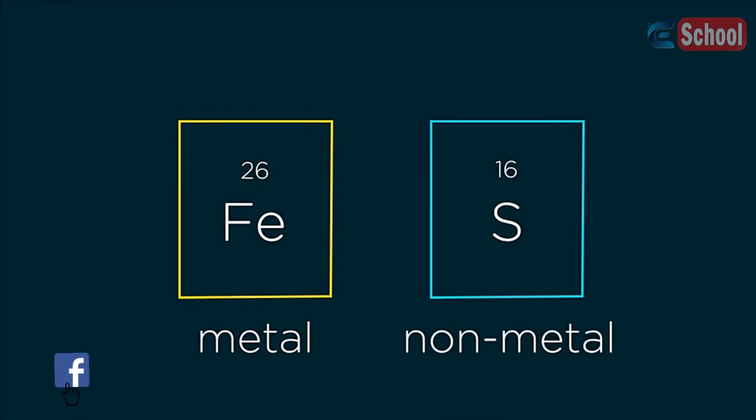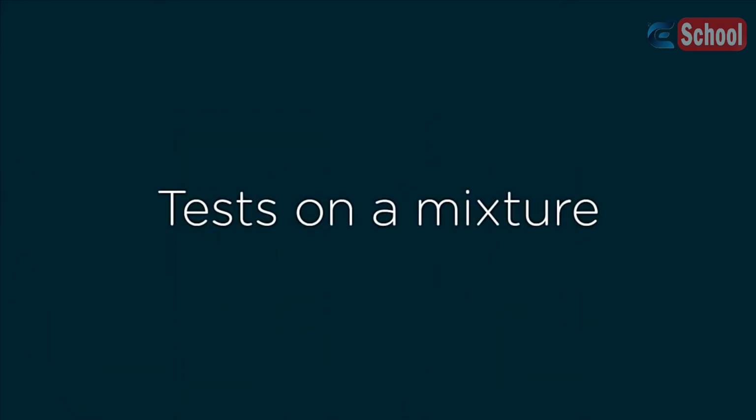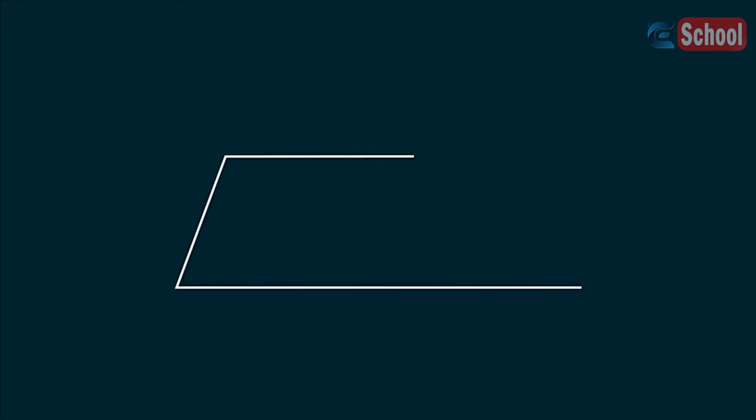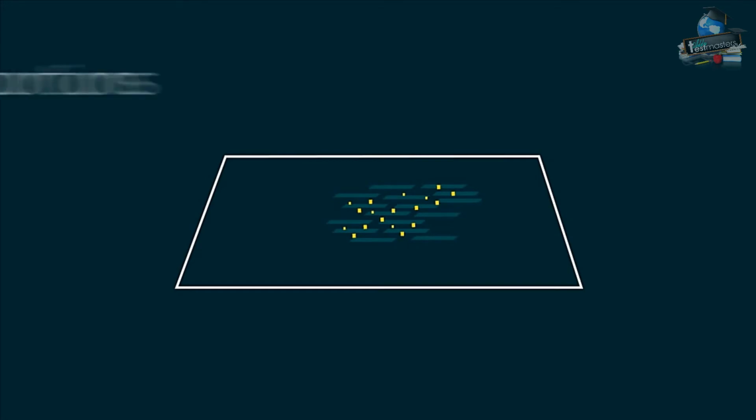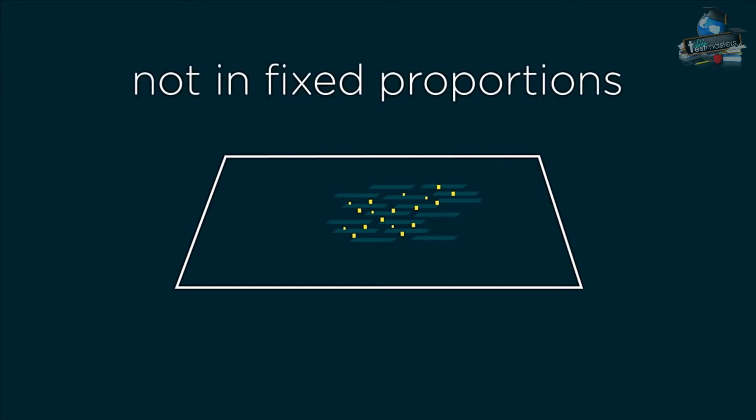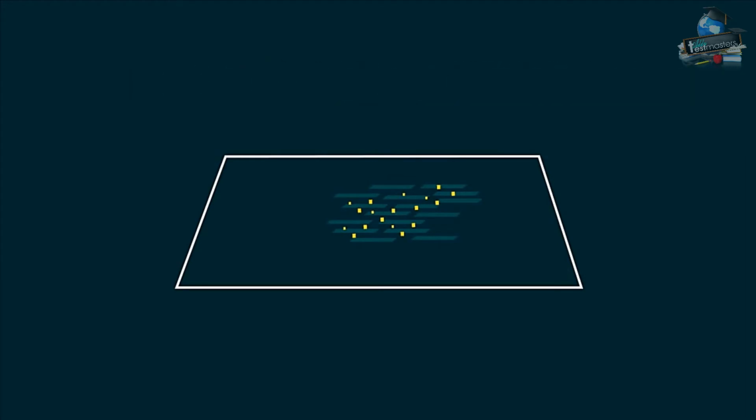Now, performing tests on a mixture of iron and sulfur. Some iron filing and sulfur powder are mixed together on a piece of paper. We have a mixture of iron and sulfur. If we add a bit more iron and we mix, we still have a mixture of iron and sulfur. As said earlier, the components of a mixture are not in fixed proportions. Let us now perform the same 4 tests on this mixture of iron and sulfur.